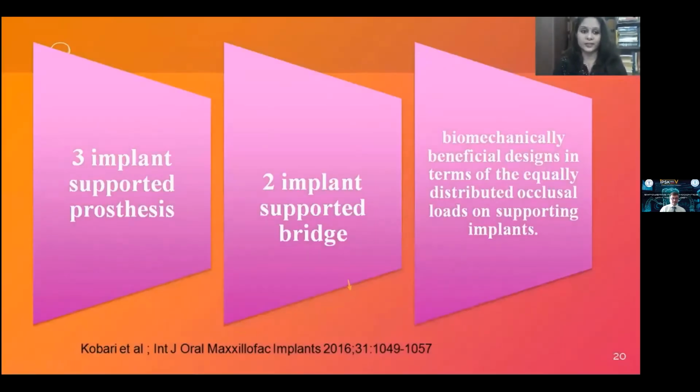And they concluded that 3 implant-supported prostheses and 2 implant-supported bridges are biomechanically beneficial designs in terms of the equally distributed occlusal loads on supporting implants. And they are not advocating the use of cantilever designs.